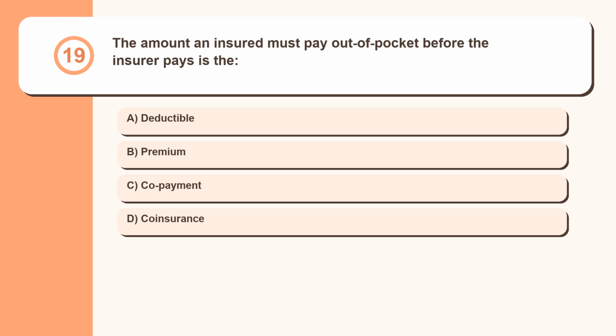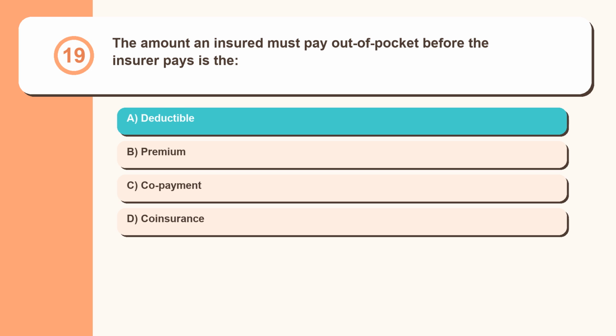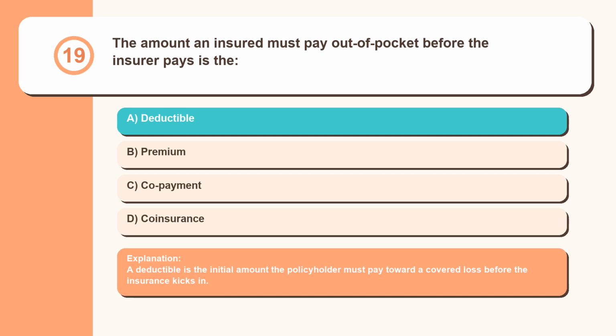Question 19. The amount an insured must pay out of pocket before the insurer pays is the: deductible, premium, copayment, coinsurance? A deductible is the initial amount the policyholder must pay toward a covered loss before the insurance kicks in.